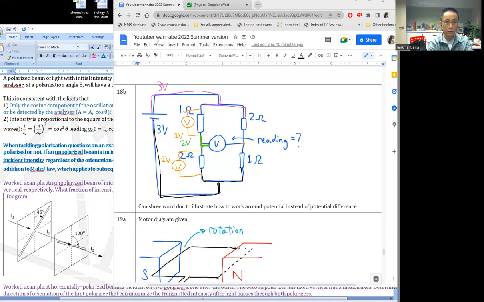And if we apply a similar analysis on the right branch, the top right resistor experiences 2 volts, which means that the right junction would be at only 1 volt. And you can see that the voltmeter is connected to 2 points, which have a potential of 2 volts and 1 volt respectively. Hence, the potential difference is just 2 minus 1, which is 1.